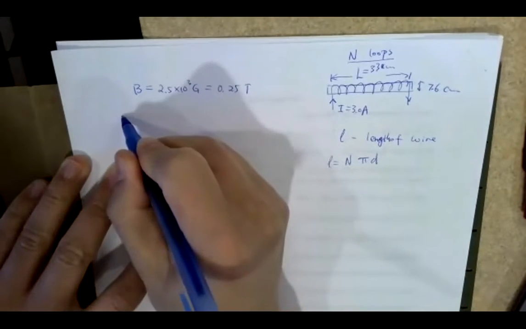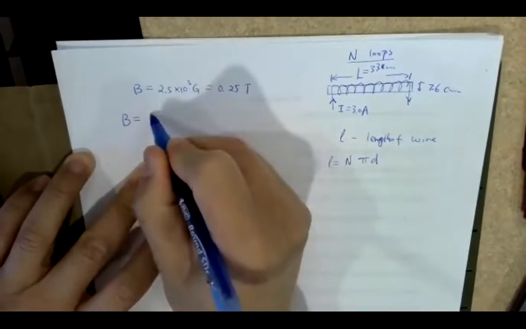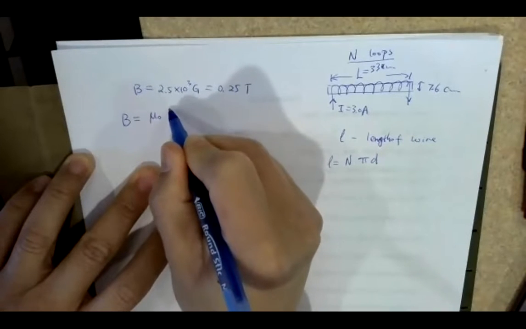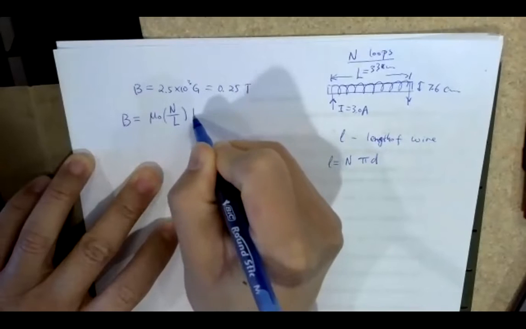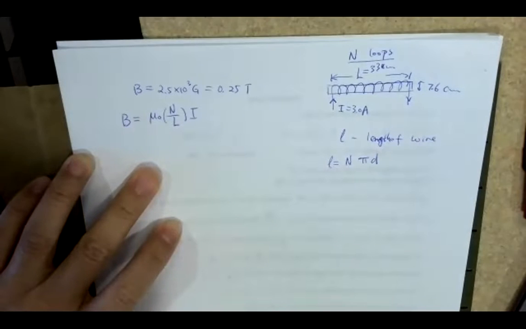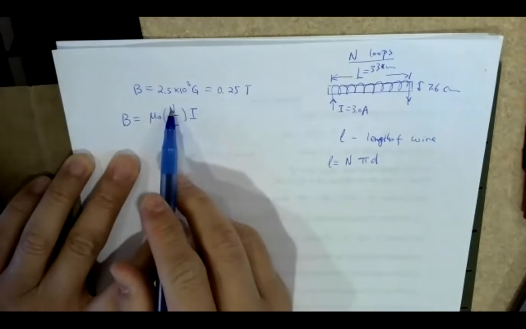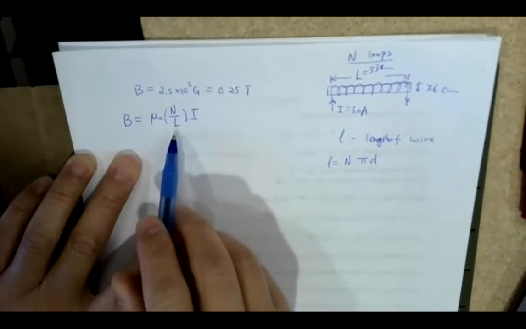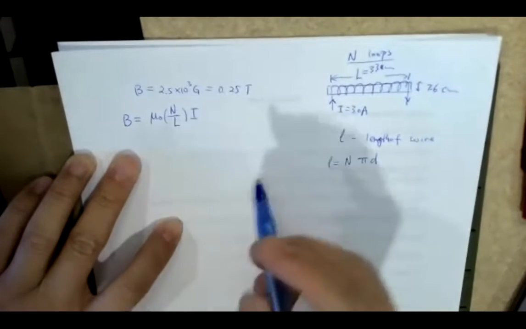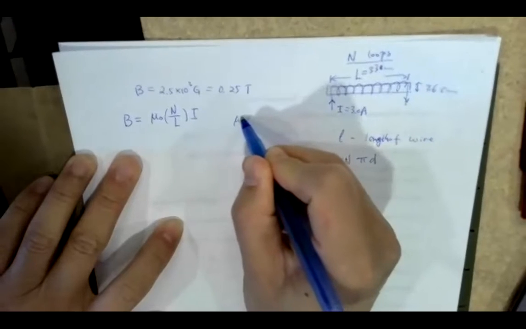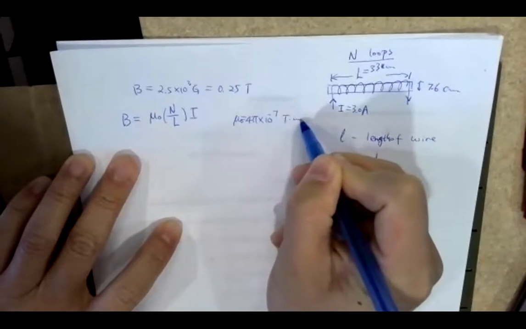So this is a solenoid. The magnetic field it produces is equal to mu naught times the total number of loops n divided by the total length L, and then times the current I. So you can actually solve for your total number of loops from there, because L is given as 33, I is 3, and mu naught is the constant, 4 pi times 10 to the minus 7.